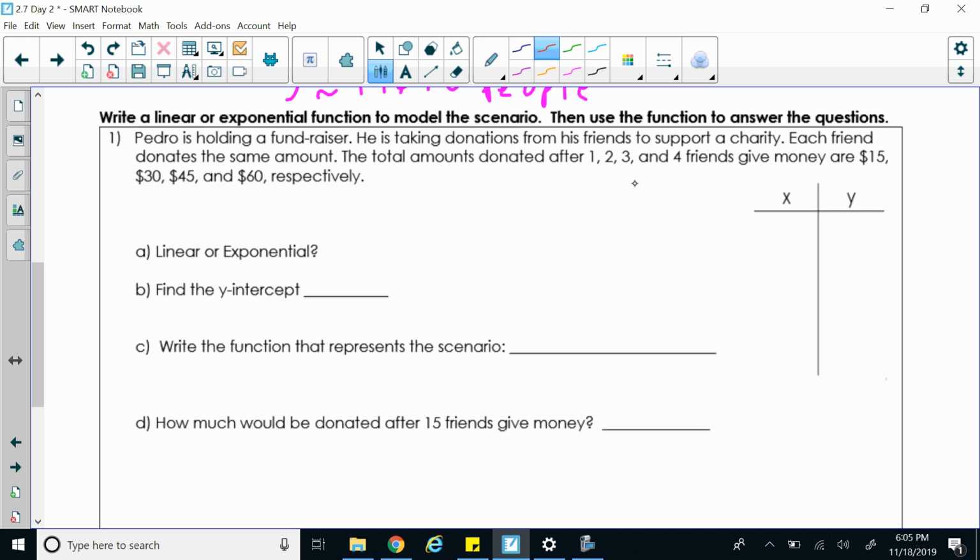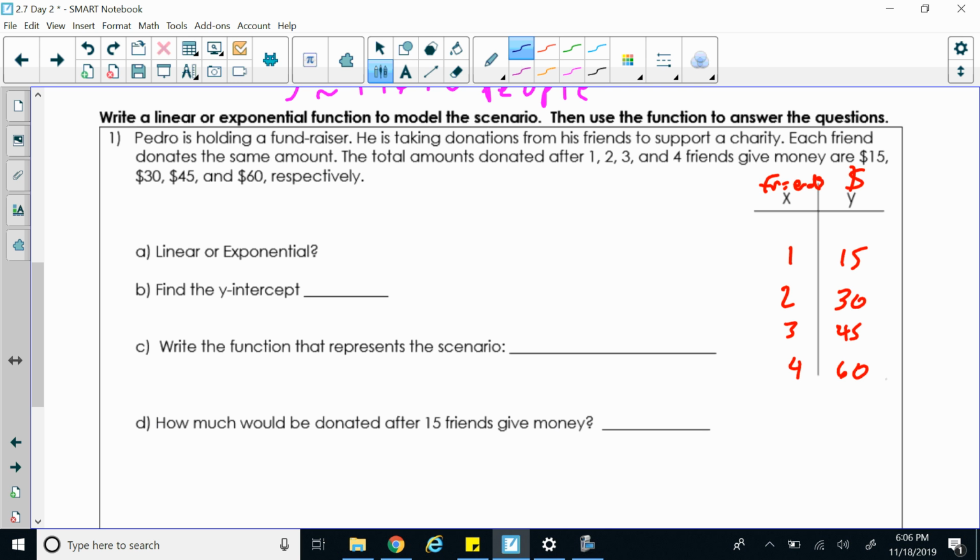So what we're going to do is match these up. X is friends, and Y is money. I'm going to leave a space here and put 1, 2, 3, 4, and then match them up. So one friend gave 15, two friends gave 30, three gave 45, and four friends gave 60.